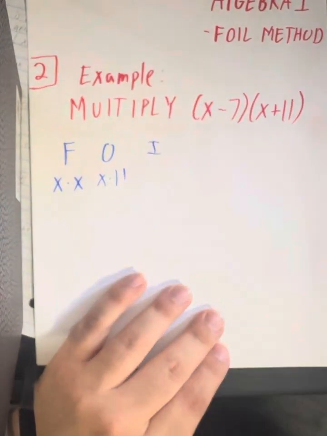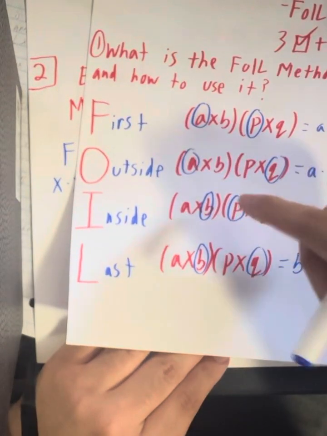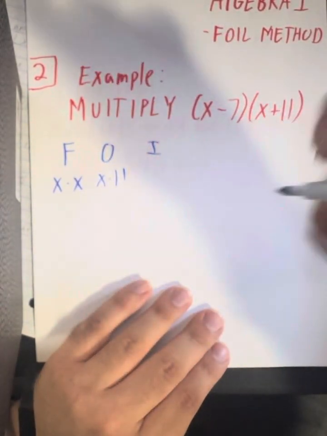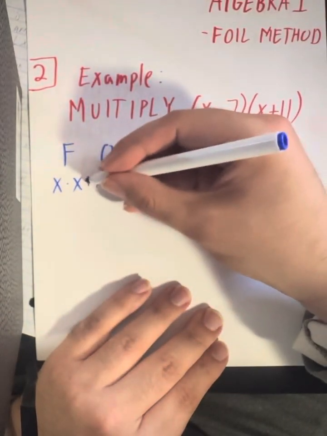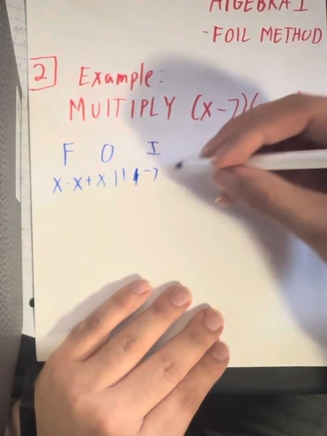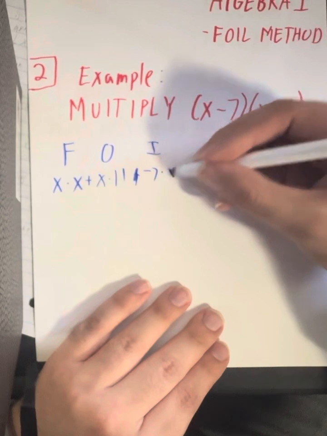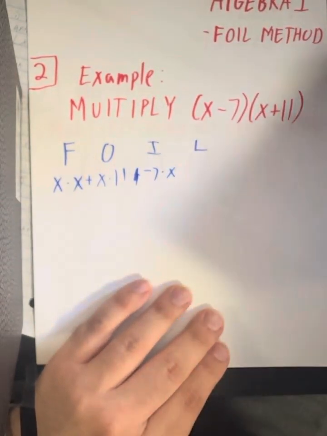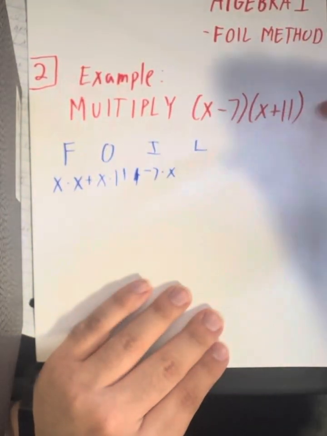Go ahead and do I. That would be the inside, B and P. In this case, it will be negative 7 with x. Oh, and also you have to add them up. And then we do last, B and Q. So I'll go ahead and be negative 7 times 11.